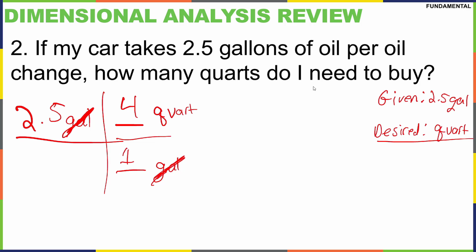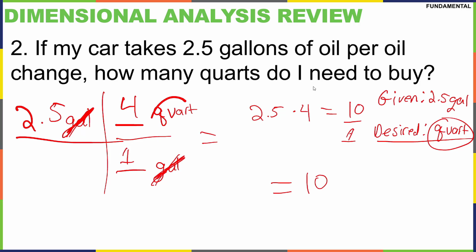If you didn't, well, you can just Google it, right? So are we in our desired unit of quarts? We sure are, because gallons got canceled out. So now let's just do some basic math here. We're going to multiply our numerator straight across. So we got 2.5 times 4, right? And then you would do the same thing and multiply your denominator straight across. But anyway, 2.5 times 4 is equal to 10. And then you've just got 1 on the denominator. So that is equal to 10.